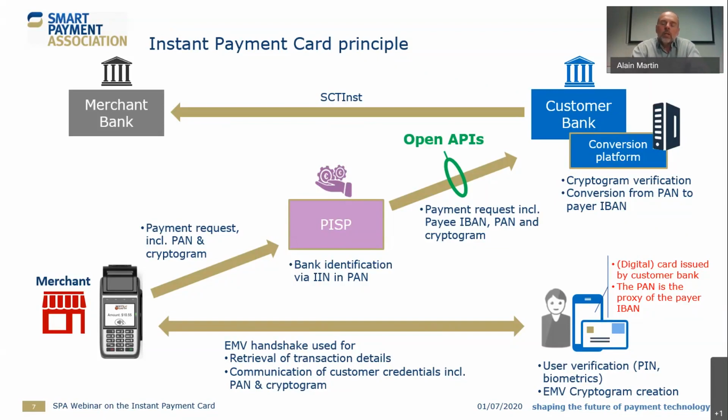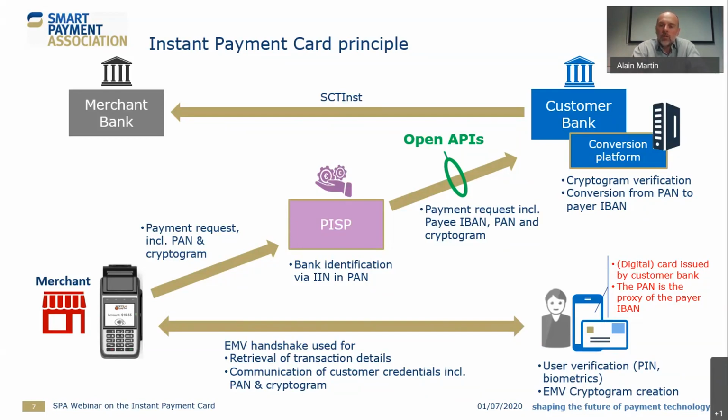The customer bank has a conversion platform which serves 2 main purposes. The first purpose is to verify the cryptogram. So this conversion platform, as we will see just afterwards, is involved in the personalization of the card or the digital. And so this conversion platform holds the keys that have been personalized in the digital. And it is capable of verifying the cryptogram.